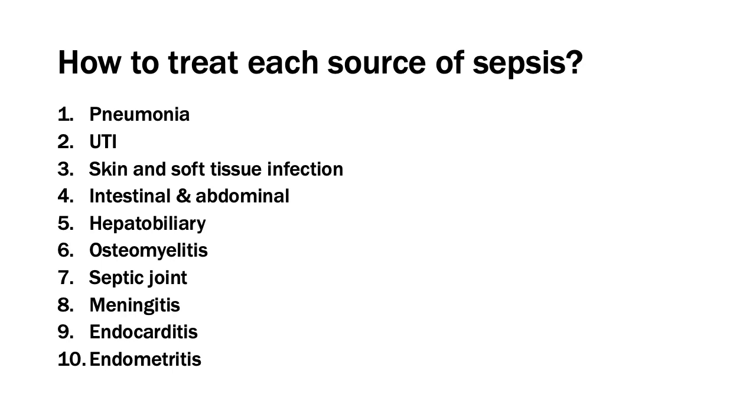One point I'd like to make is that although you don't strictly need an infectious disease consult for any suspected source below hepatobiliary, so osteomyelitis, septic joint, meningitis, endocarditis, or endometritis, I would get them so they could help tailor your antibiotics and the length of time that the patient will receive antibiotics. Over 90% of your sepsis cases, though, will be one of the top five. So pneumonia, UTI, skin, soft tissue, intestinal, abdominal, hepatobiliary. But if it's not those, I would call ID.